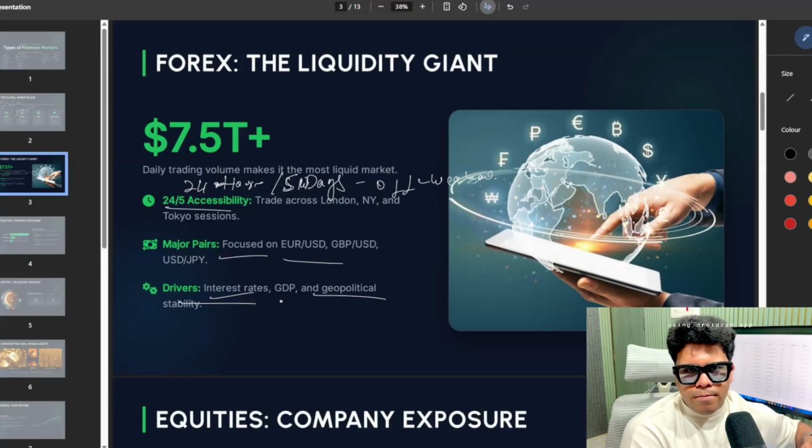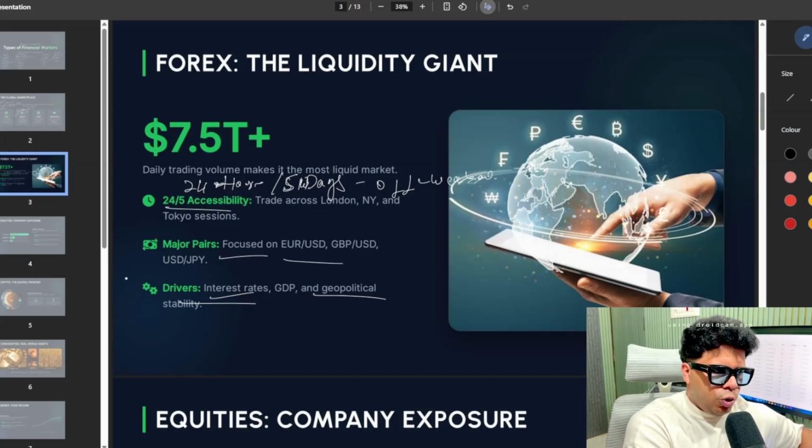Exactly. Some news, even some rumors, can move the markets, can make people panic sell, or it can trigger people's greed and fear of missing out. We're going to understand that later, in separate classes about these other things. Right now, just write it down. It's moved by interest rate, GDP, and geopolitical stability.